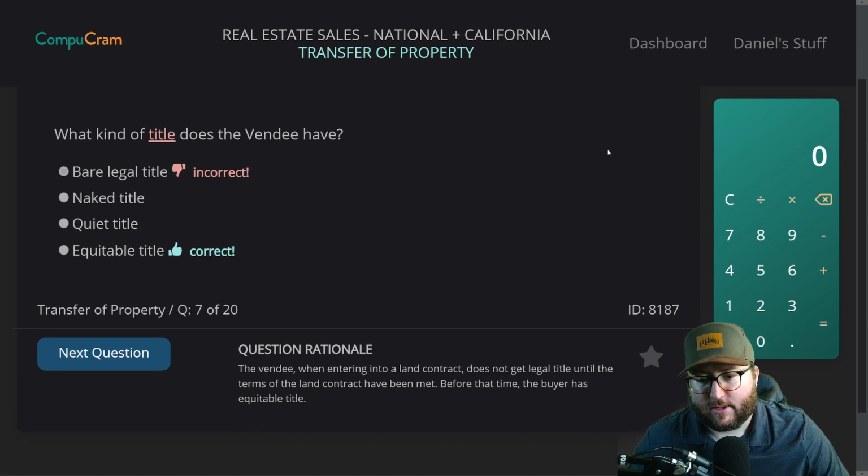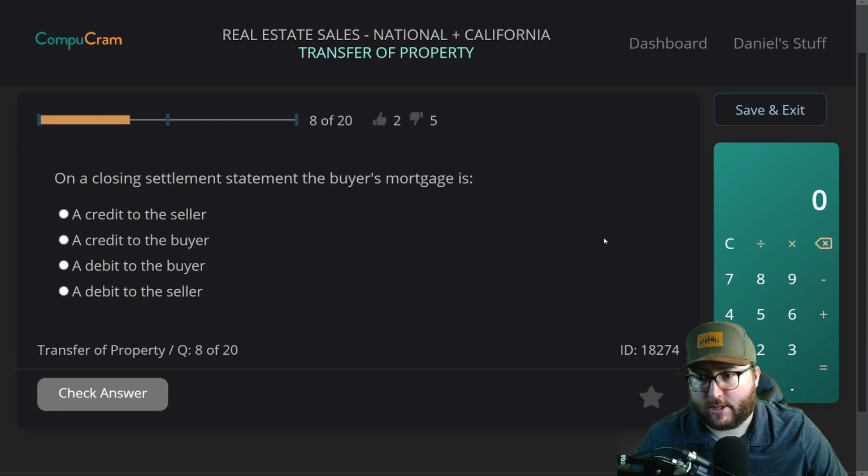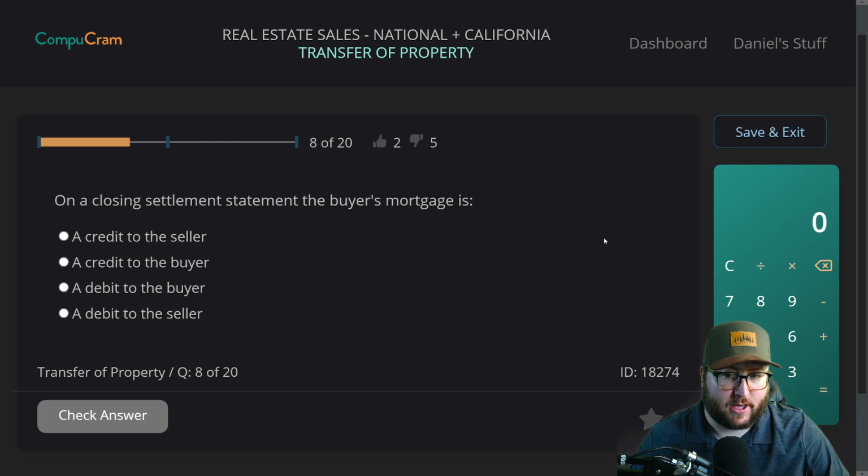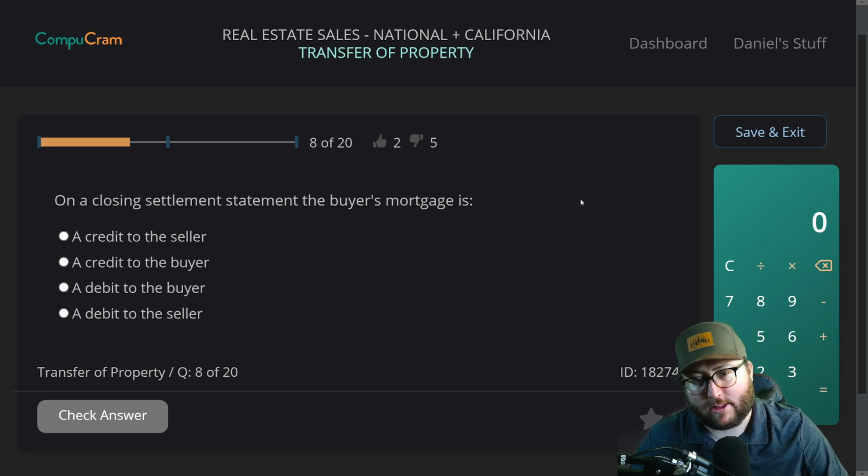The vendee, when entering into a land contract, does not get legal title until the terms of the land contract have been met. Before that time, the buyer has equitable title. All right. We're not doing too hot on this one. Last time I did 20 questions on this category, I got 25%, 5 out of 20. So if we could do better than that, then we're learning. If we can't, then we need to learn more.